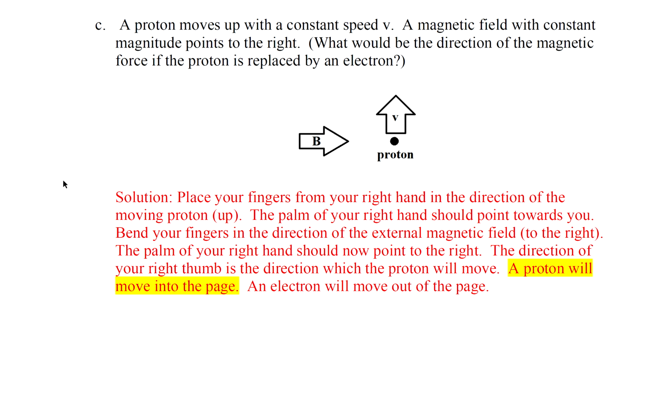Part C, a proton moves up with a constant speed V. A magnetic field with constant magnitude points to the right. So put the fingers of your right hand up in the direction of QV. Bend your fingers to the right, which is the direction of the external magnetic field, and your thumb points into the page.